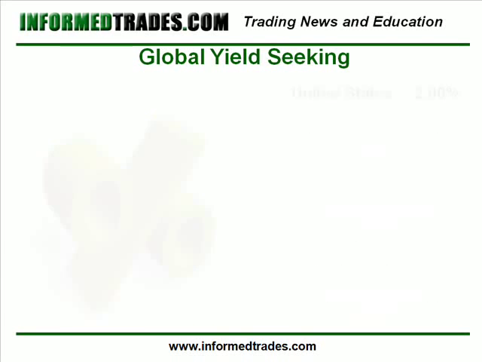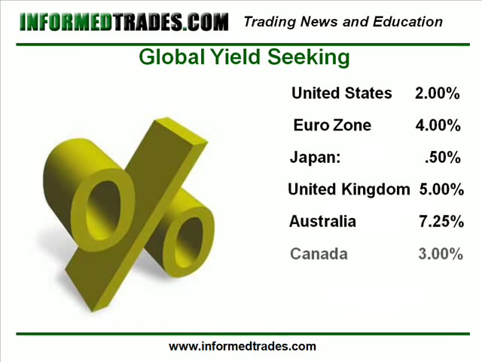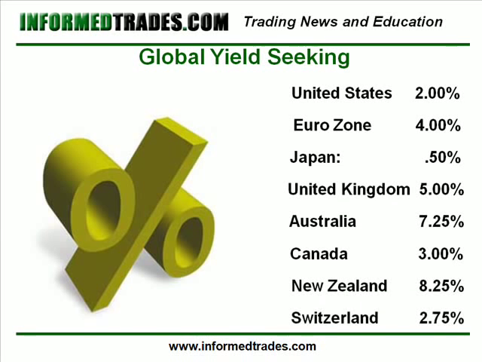And here I come up with 2% for the United States, 4% for the Eurozone, 0.5% for Japan, 5% for the United Kingdom, 7.25% for Australia, 3% for Canada, 8.25% for New Zealand, and 2.75% for Switzerland. After reviewing my options here, it seems pretty clear that if I'm just going on interest rates, then New Zealand is the place to put my money, as this will earn me an extra 6.25% in interest each year over investing that same money in the United States.